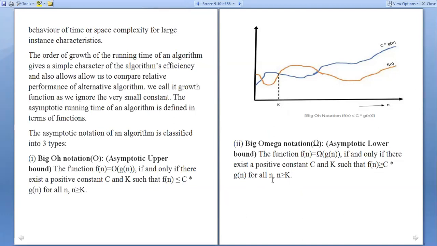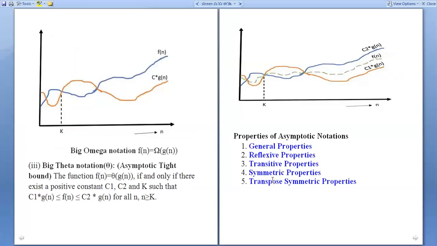This is the graph. In the big omega notation graph, you can see f of n is equal to omega of g of n. Here k is some integer value. After k, the growth of f of n is more than the growth of the constant times g of n. So f of n is at the upper growth compared with c star g of n in the big omega notation. So f of n is equal to big omega of g of n. Now what is big theta notation?